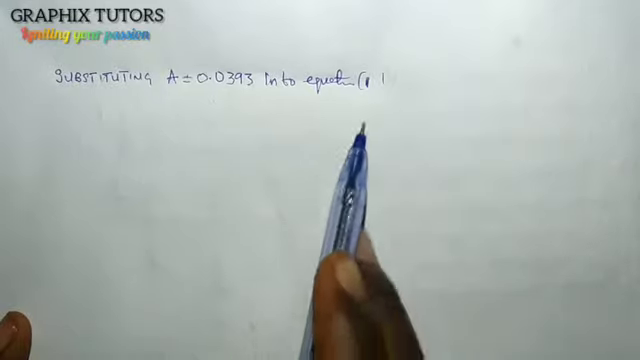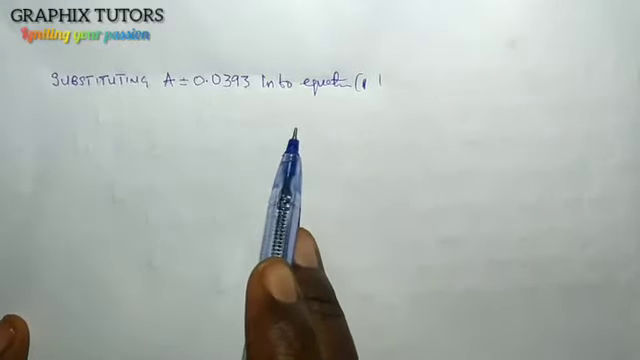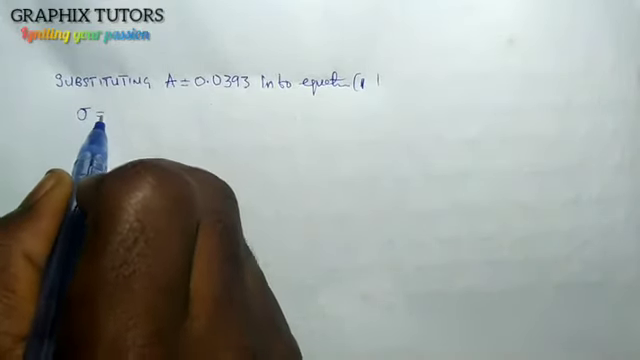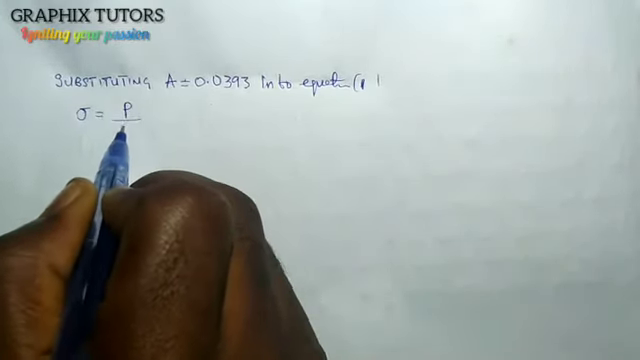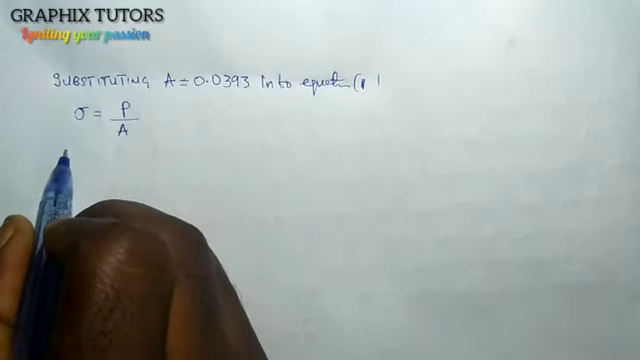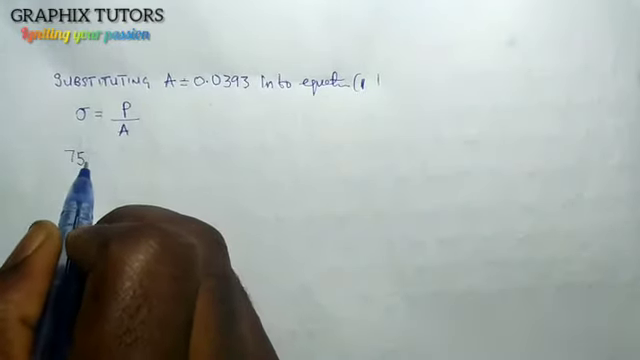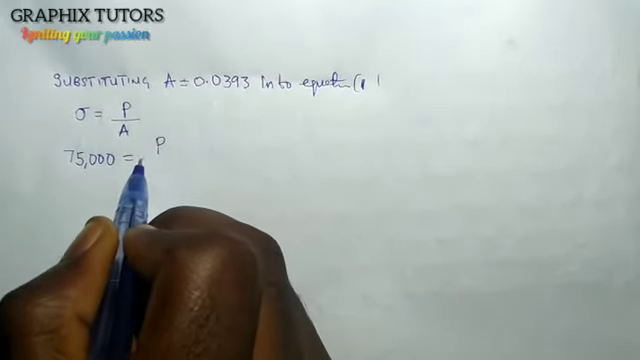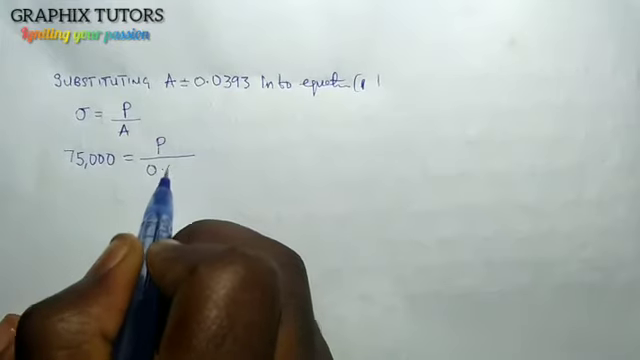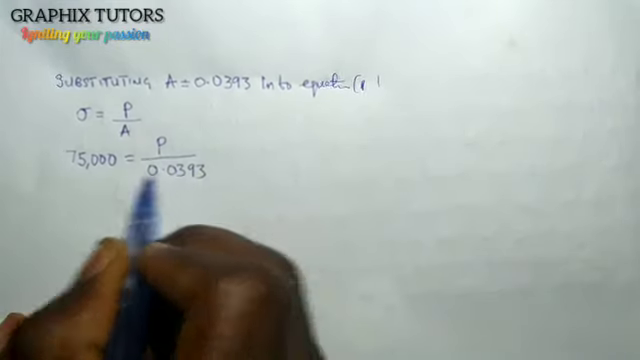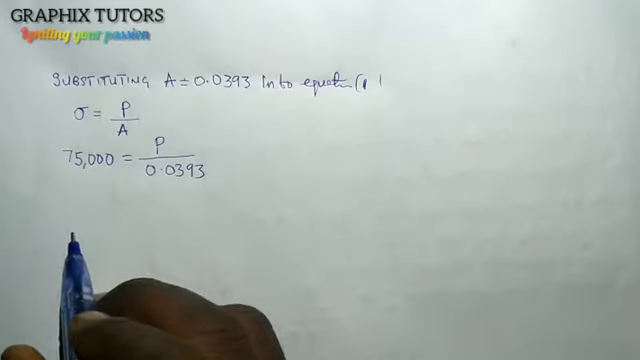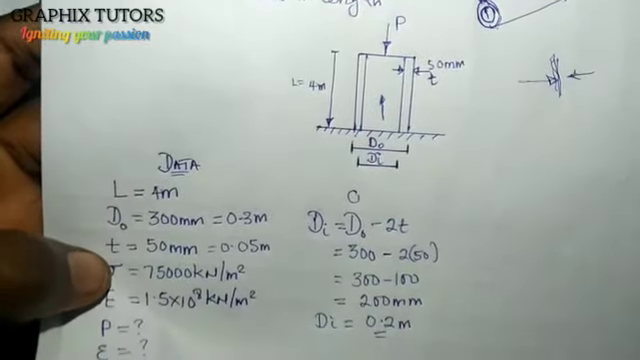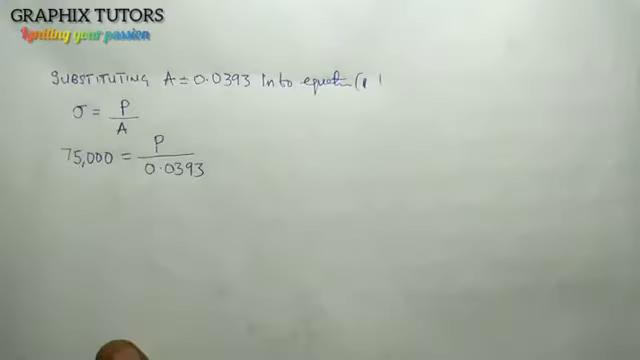So I'll substitute into equation 1. We know in equation 1, it's telling me that my stress is equal to force over area, right? So we know the stress is 75,000, and the force we don't know, but the area is 0.0393. If you look at our parameters, our stress is 75,000, right? So we move forward.